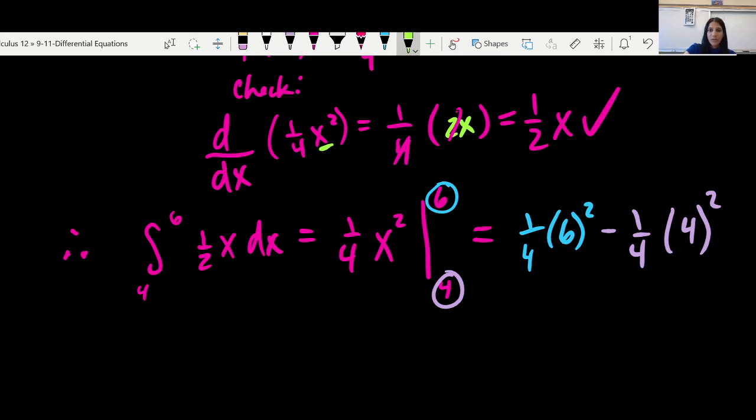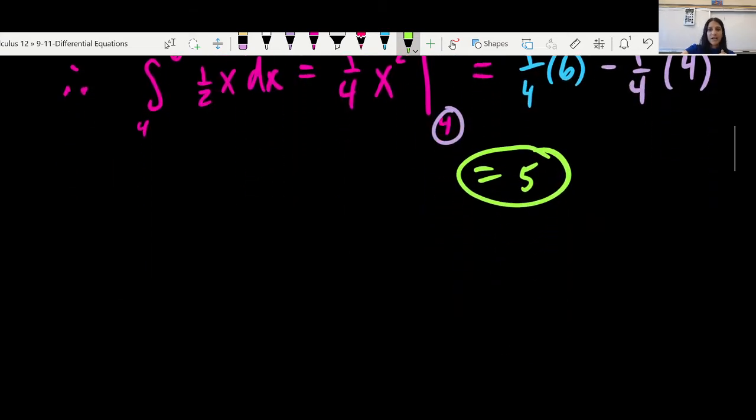And when I work my way through and clean that all up, which you all know how to do, you can hit pause and do that if you want to find out for sure, but I know you all know how to do that. It would just give us an area of 5.